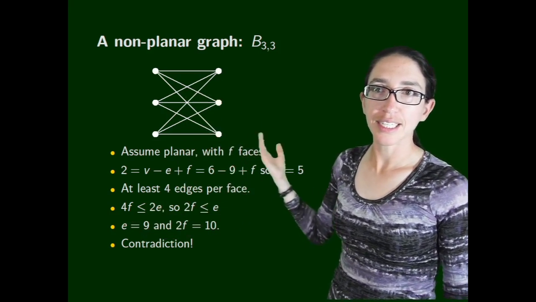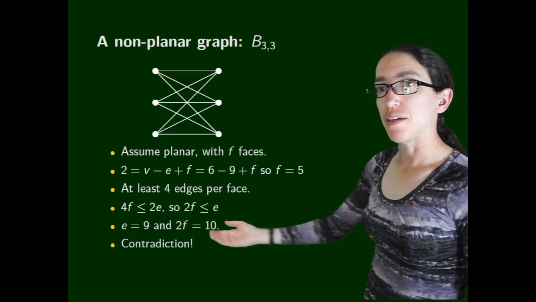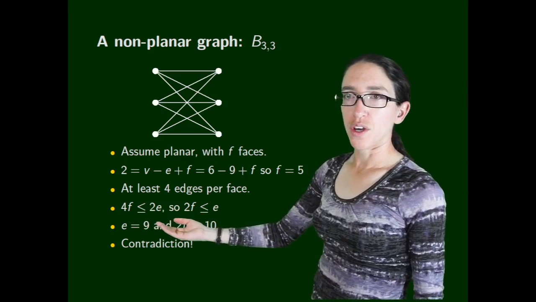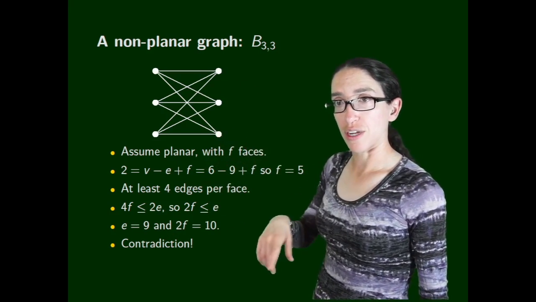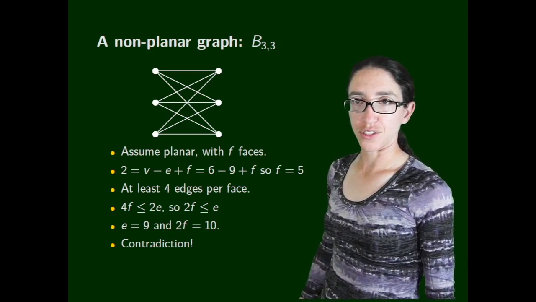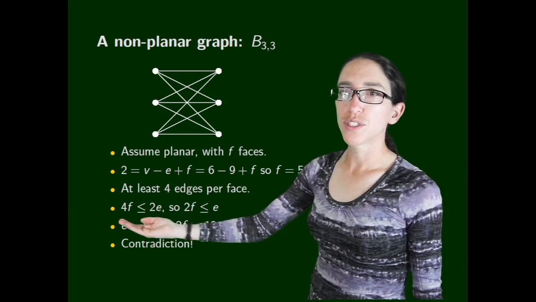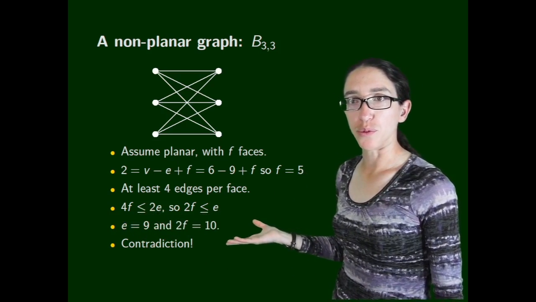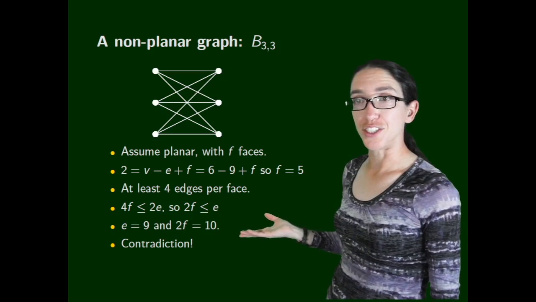Maybe some face has 6 edges, say. But 4f is a lower bound on the value of tracing around each face and counting all the edges, which is twice the number of edges. And so 4f is less than or equal to 2e. We can divide both sides by 2 to get 2f is less than or equal to e.